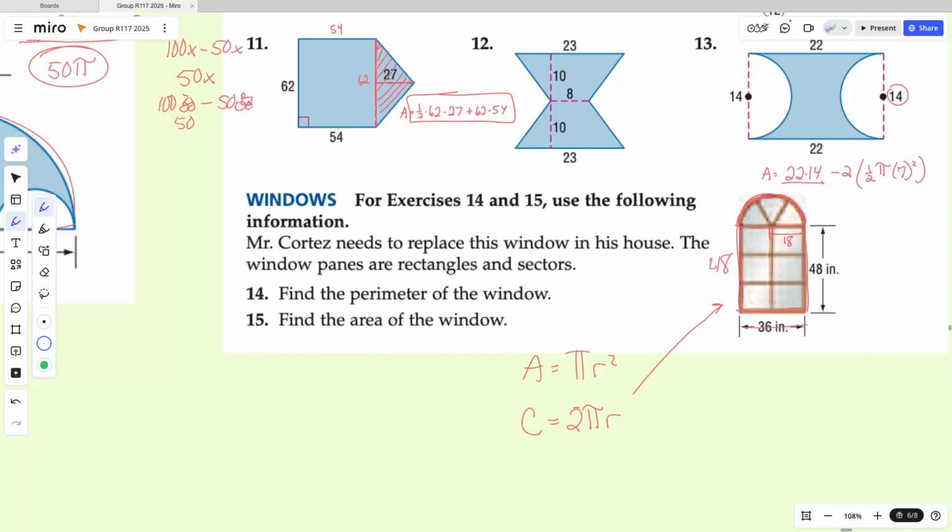Let me calculate. The circumference of a full circle would be 2 pi times 18, but since it's only a semicircle, right, like that, that's supposed to be a half circle. It's 1/2 times this. All right, so that's 18 pi inches, I guess. All right, so I won't go any further, but the perimeter is 48 plus 36 plus 48 plus 18 pi inches, not inches squared.